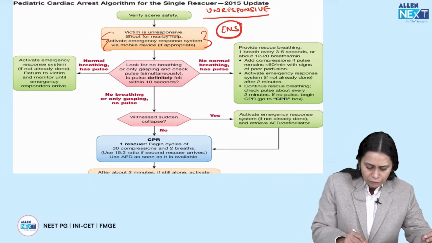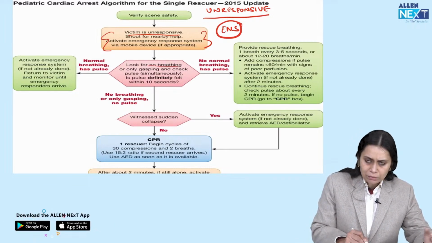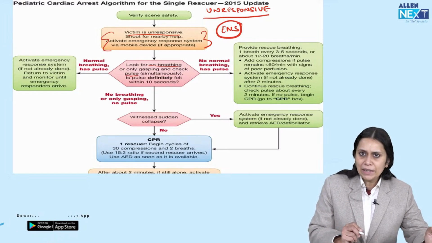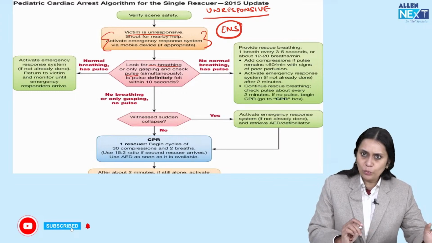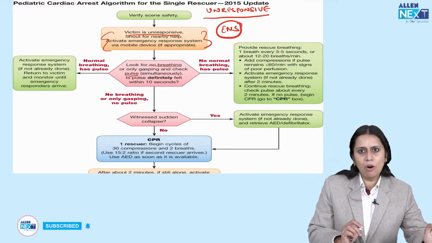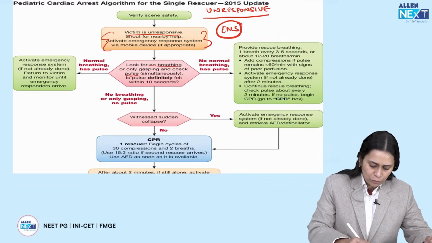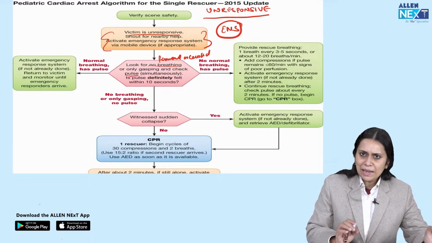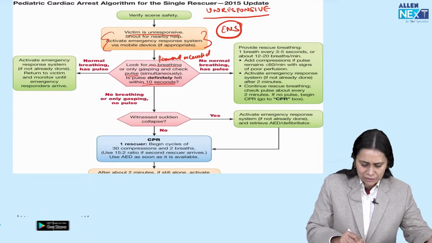After that, we will look for breathing, or movement of the chest, and we'll feel for the pulse. This is a 2-year-old child, so we can feel either the femoral or the carotid pulse. Within 10 seconds, we have to feel it.